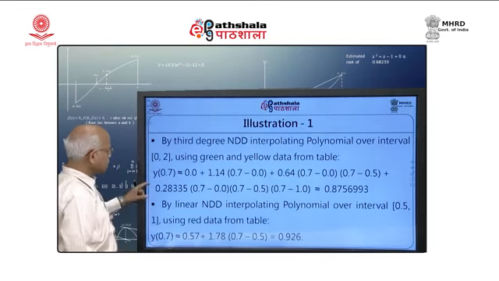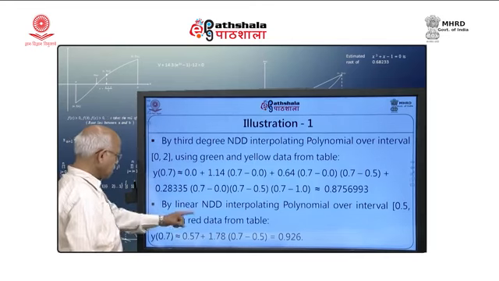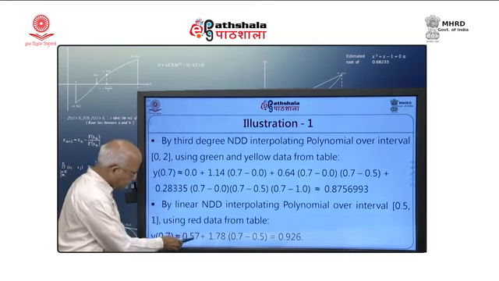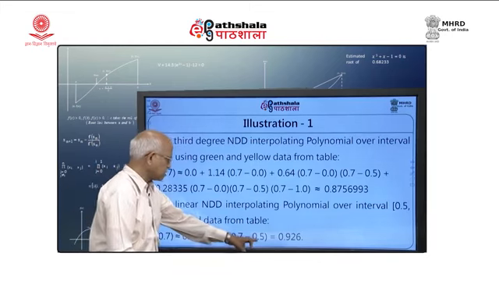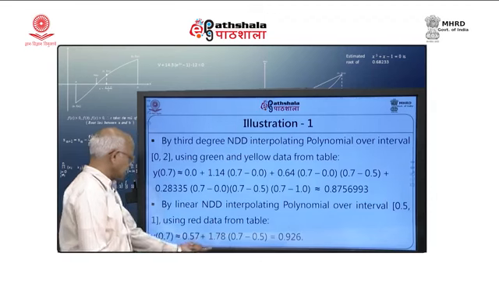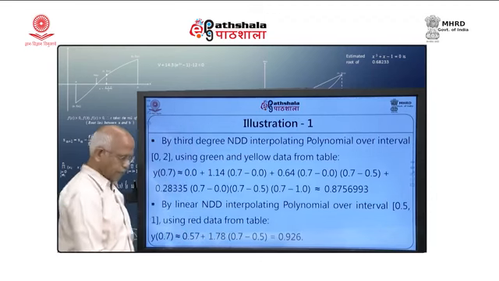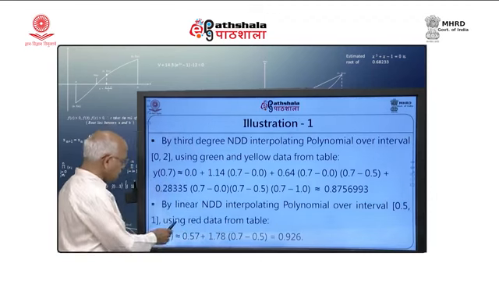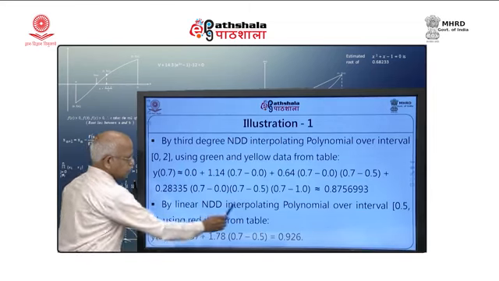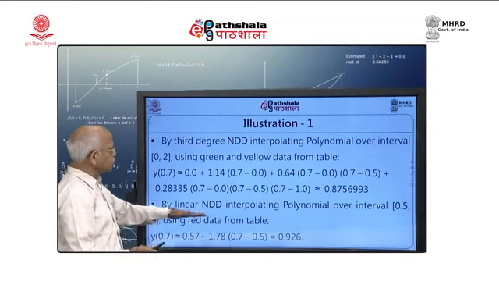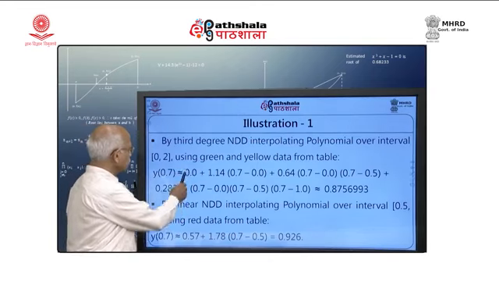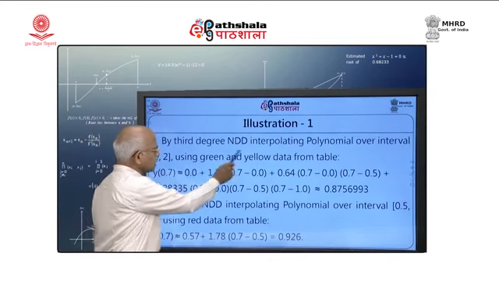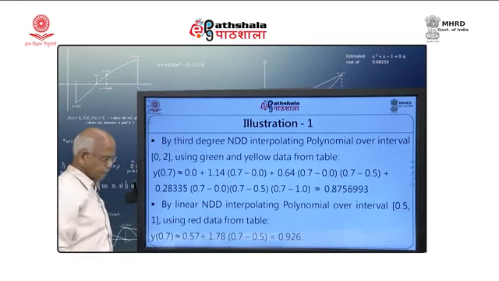So, you can see here, by linear interpolation, 0.57 plus 1.78 into 0.7 minus 0.5, and if you take this it will be 0.926. So, which data am I using? Using data from the table. The table has been colored because I just wanted to show which data we are using in the corresponding computation. So, here we are using green and yellow, here we are using red data.